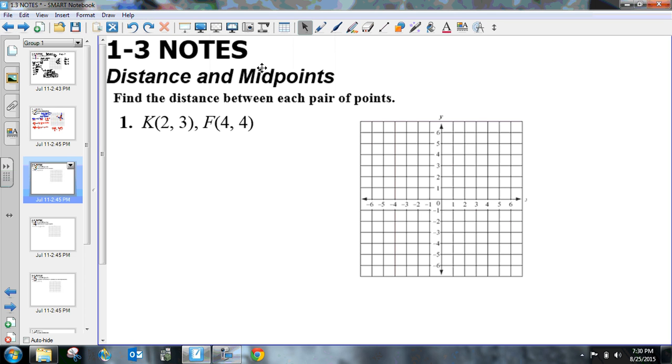Okay, welcome back. This is a continuation of 1-3 notes using the distance and midpoint formulas. Okay, so part one, it says find the distance between each pair of points. So let's go ahead and just plot these points.